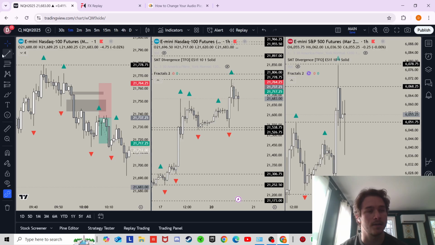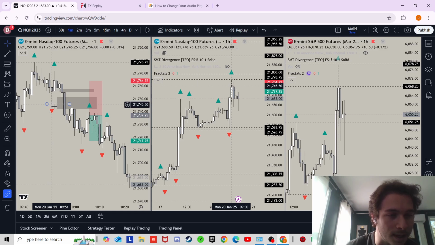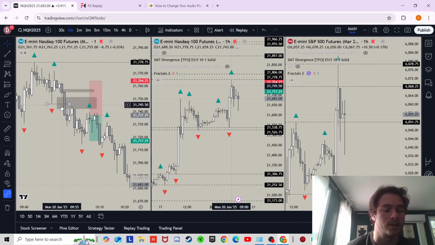This low is taken out right here. And then it left a fair value gap, left this gap. And this gap came out of this. So right when it broke this, it also left a gap. It could do that, or it could leave it before this. So this gap would be fine if this gap wasn't here.